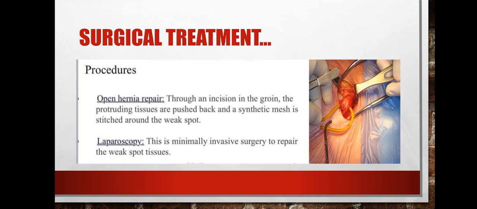So management. There are two types of management: surgical and medical management. First, we will study surgical management. Surgical procedures: open hernia repair. An incision is made in the groin, and the protruding tissue is pushed back in. Synthetic mesh and stitching are placed around the weak spot, so it will not descend.